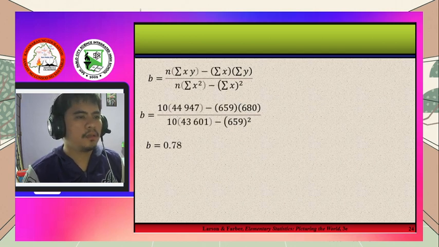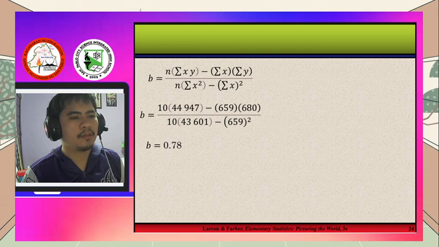So our b is equal to n, which is 10, times the summation of xy, which is 44,947, minus summation of x, which is 659, times summation of y, which is 680, divided by n, which is 10, times summation of x squared, which is 43,601, minus the square of summation of x, so the square of 659. So b now, or the value of our slope, is equal to 0.78. We will just round it off to 2 decimal places. Then compute for a.